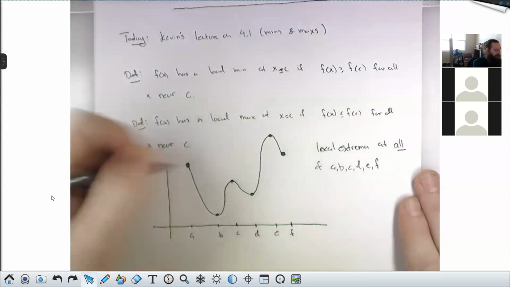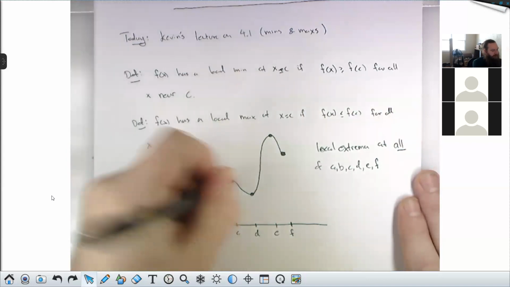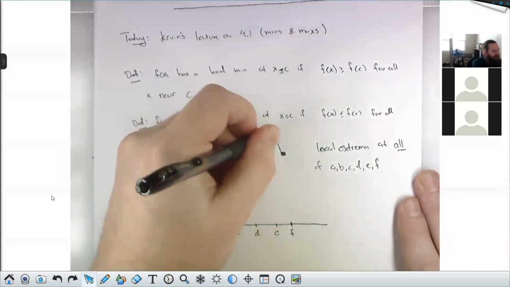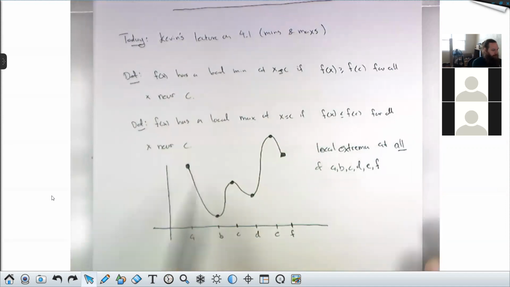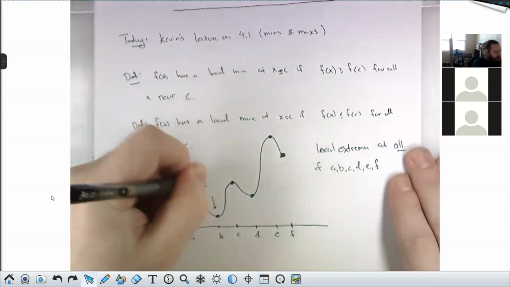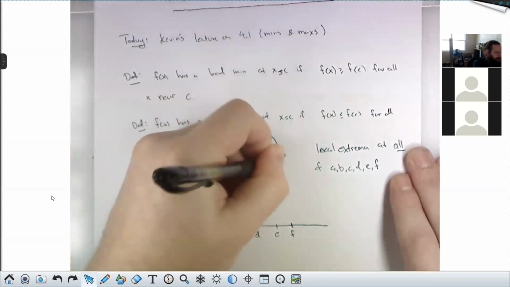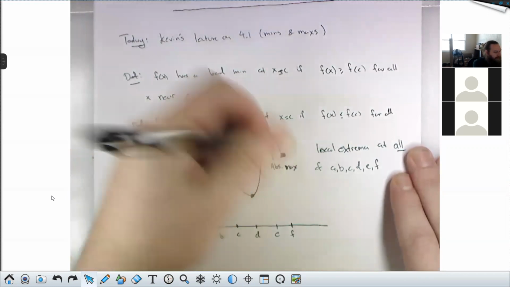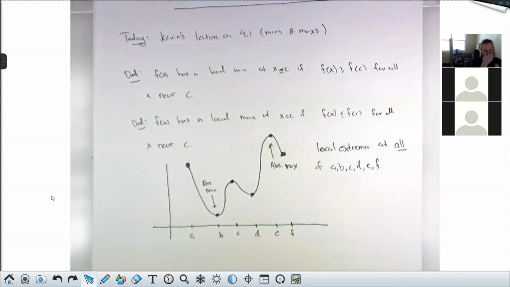So this is a local max. This is a local min. This is a local max. This is a local min. This is a local max. And this is a local min. The absolute extrema: there's a local max or min at every single one of those points. This is the absolute min. And this up here is the absolute max. But every one of those points is also a local min or a local max.